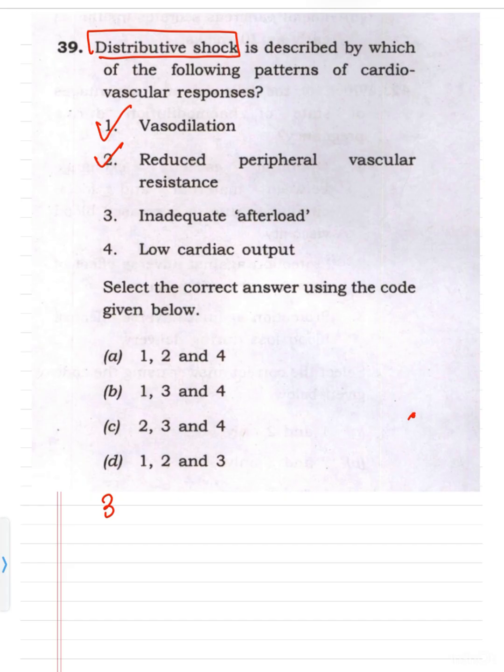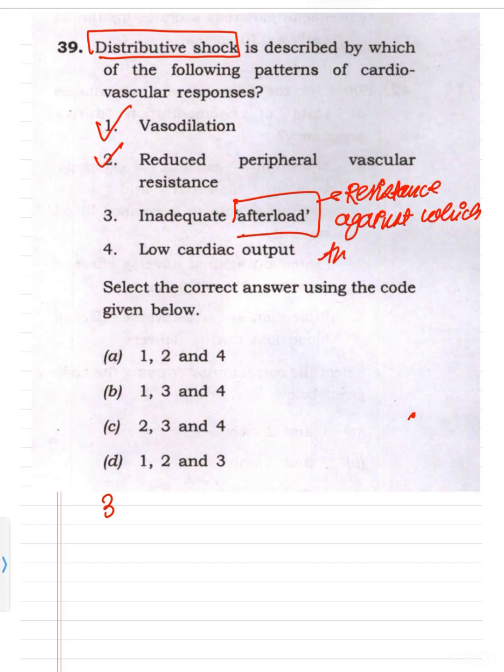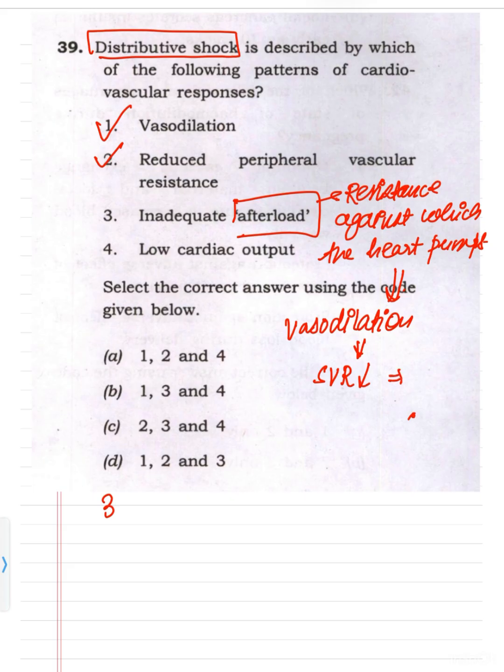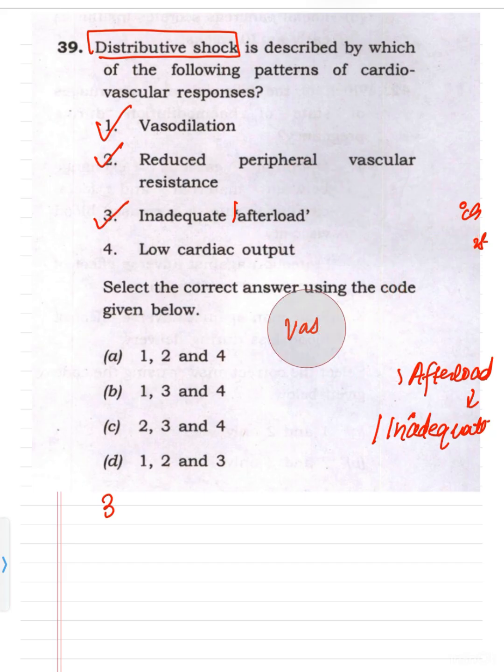There is inadequate afterload. So what is afterload? Afterload is the resistance against which the heart pumps. Because there is vasodilation and systemic vascular resistance is decreased, the resistance against which the heart is pumping is also decreased. So afterload is decreased or inadequate. So the third is also correct.